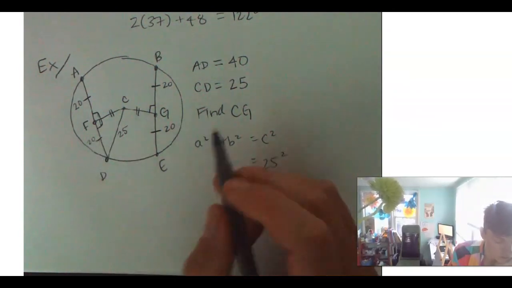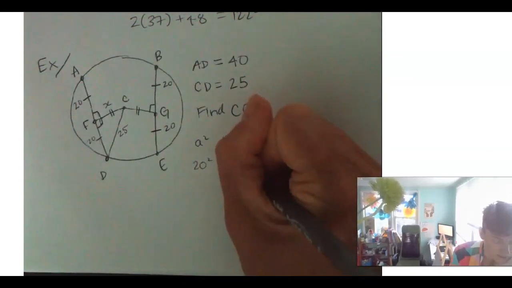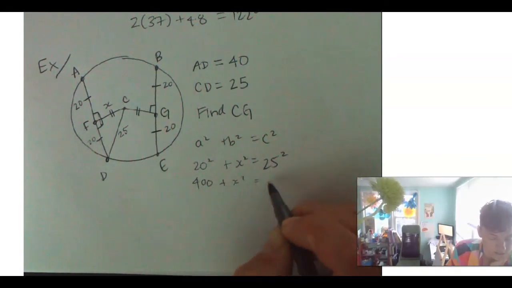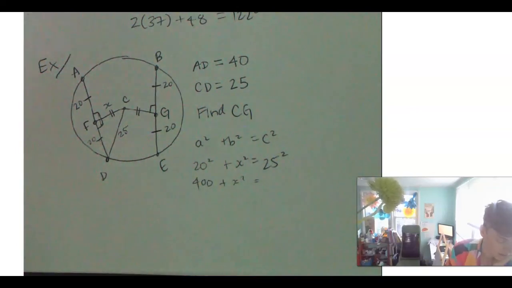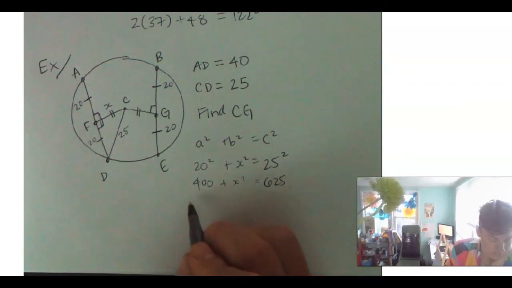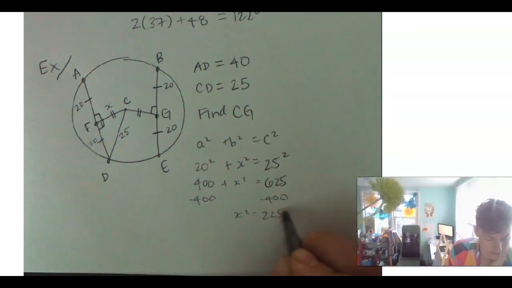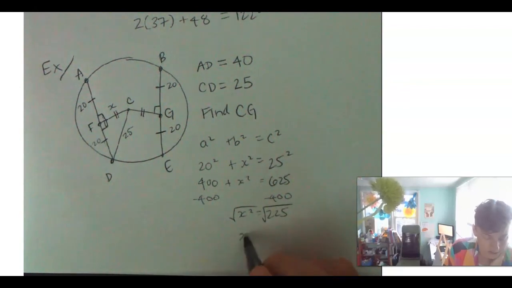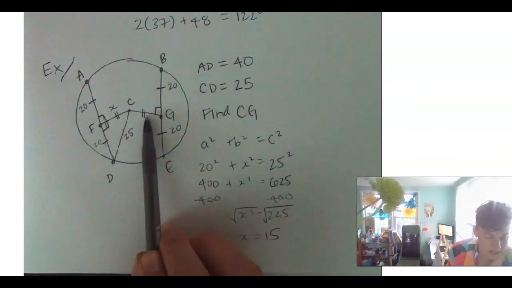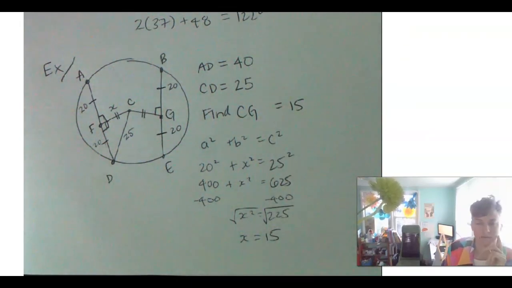Okay, so we've got a side that's 20 units long, plus some side I don't know. Call that x. We know 20 squared is 400. x squared is x squared. 25 squared is... What is 25 squared? I think it's 525. 625. There we go. 625. Subtract 400 on both sides. x squared is 225. Square root both sides. x equals 15. And we know that length is the same as CG, so it is 15 as well. Very cool. Very, very cool.